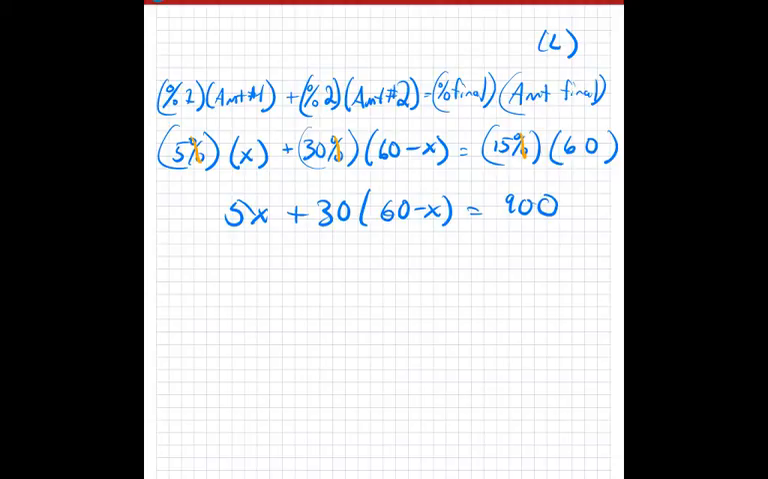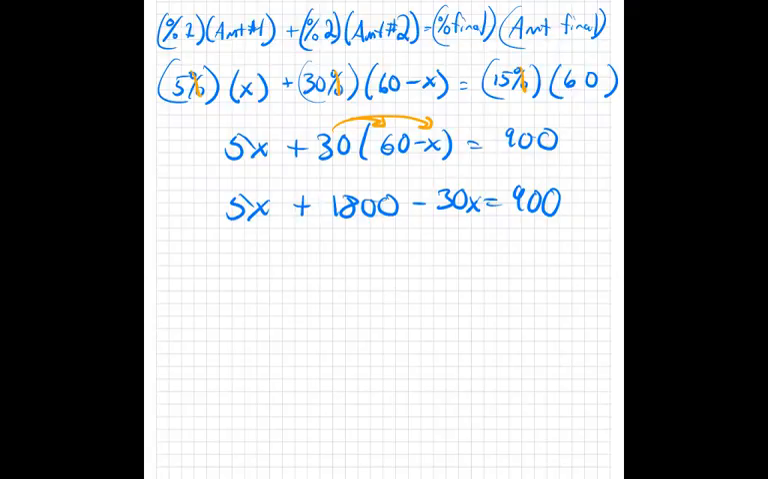All right, so if we keep going, we can distribute this 30. So we get 5x, 6 times 3 is 18, so then 1800 minus 30x equals 900. So what is that, a negative 25x? Negative 25x? I feel like I'm missing something. Something don't feel right. But let's keep going. Okay, no, we're fine.